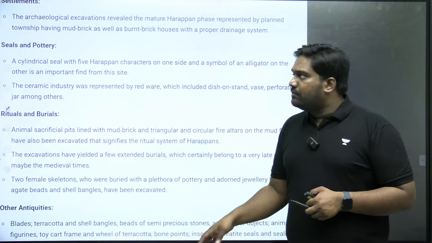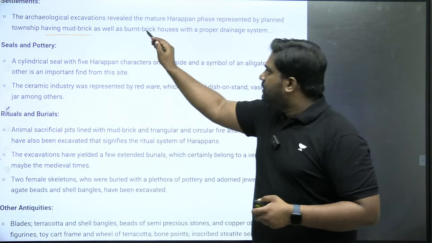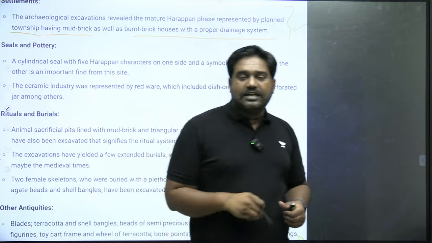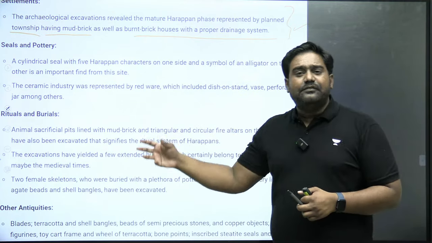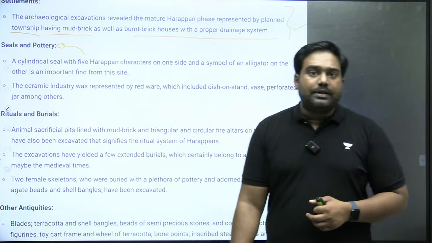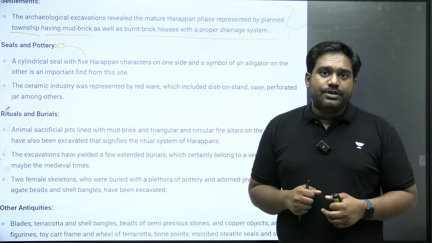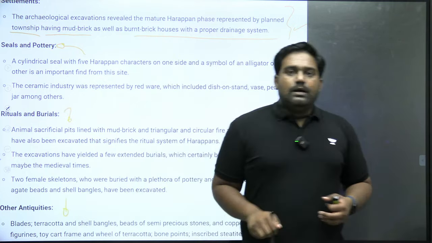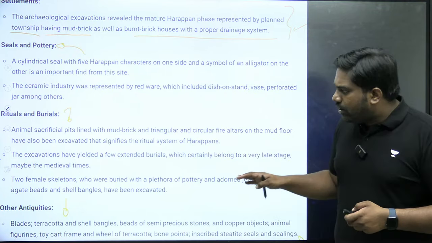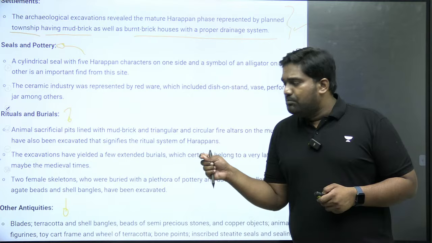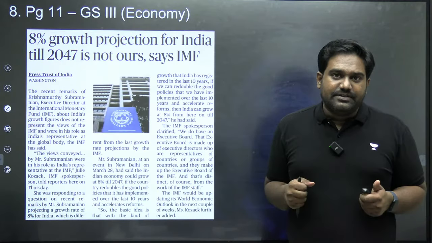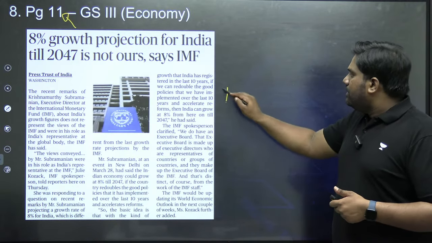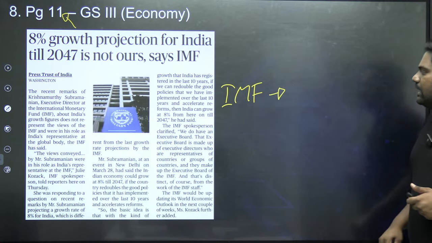I've added the list over here, from important archaeological evidences indicating advanced urban planning and township settlements, to various artifacts related to seals, pottery, ornaments, semi-precious stones, and even burial and ritual customs and practices, and even terracotta artifacts. They've all been discovered here at Rakhigarhi, which is one of the most important Harappan sites as part of Indus Valley civilization.